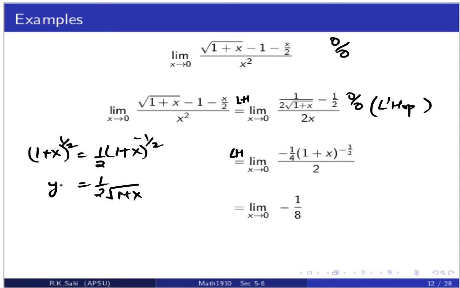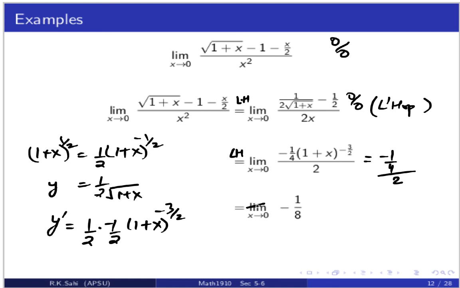Suppose this is y. So y prime is what? Half here, times the derivative of this one, we get -½ times 1 plus x to the power -3/2. So what do we get? -1/4 times 1 plus x to the power -3/2, over 2. Now let's substitute 0 here and see what we get. When x is 0, 1 to the power -3/2 is again 1. And we have now -1/4 over 2. And the final answer is -1/8.